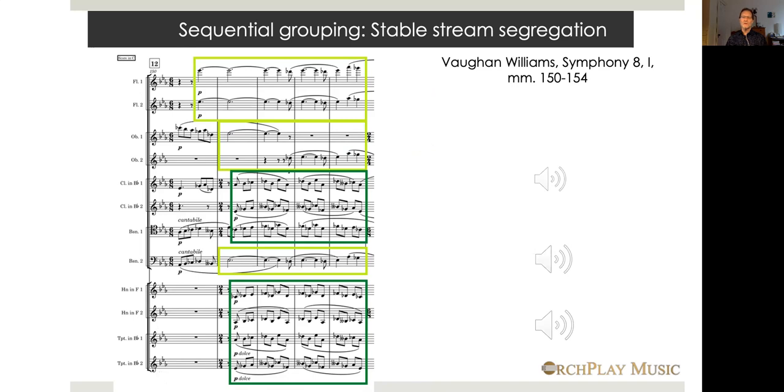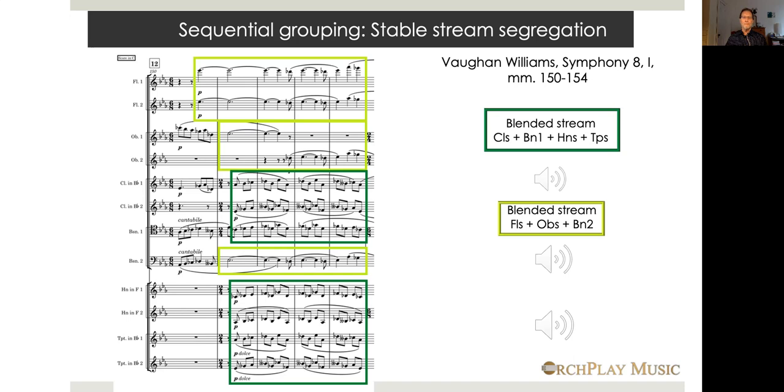First, let's listen again to the homophonic blend of clarinets, first bassoon, horns, and trumpets. And then the higher pitch stream of blended flutes, oboes, second bassoon, in unison and octave doublings. And then both together in the full musical context. Note the slightly overlapping pitch registers, but still you have segregation going on.